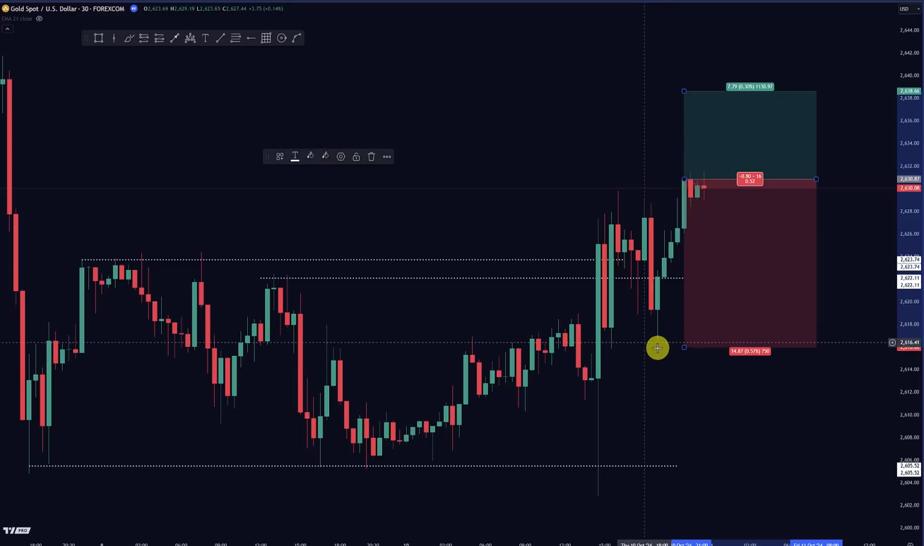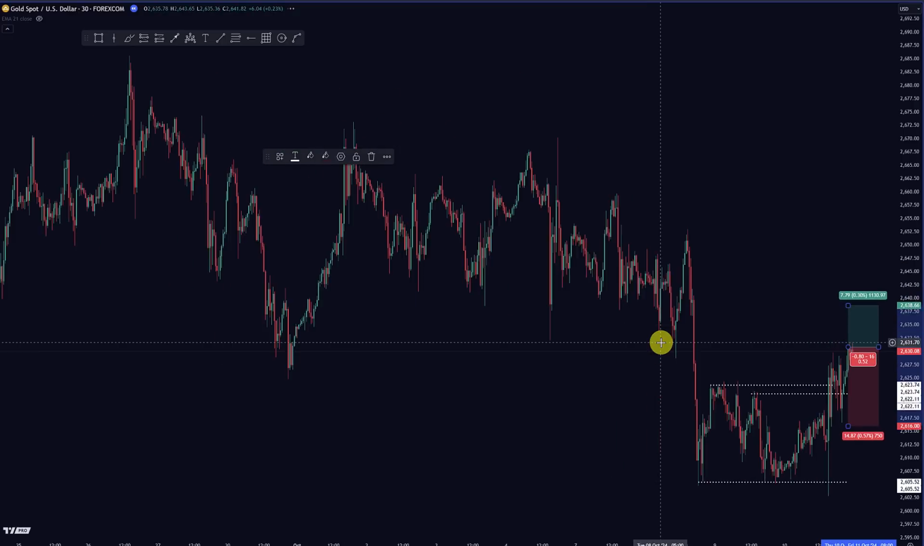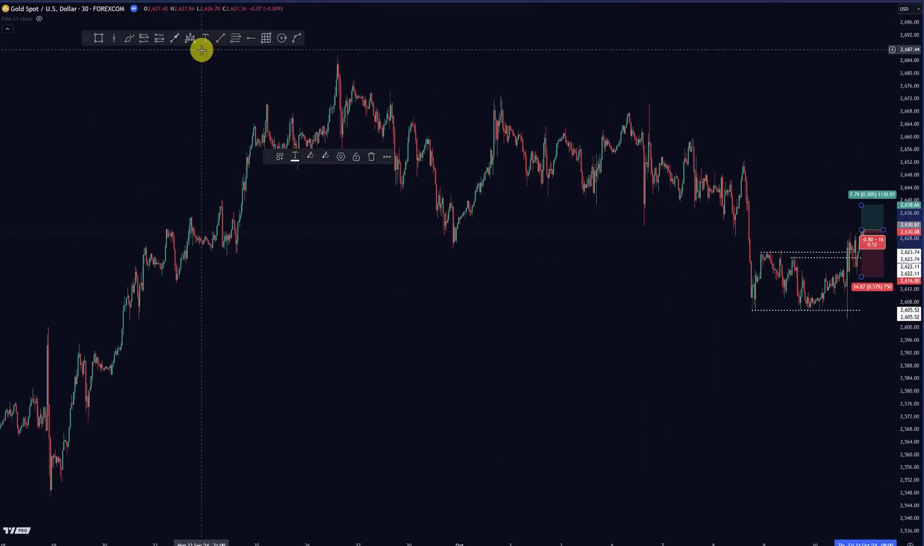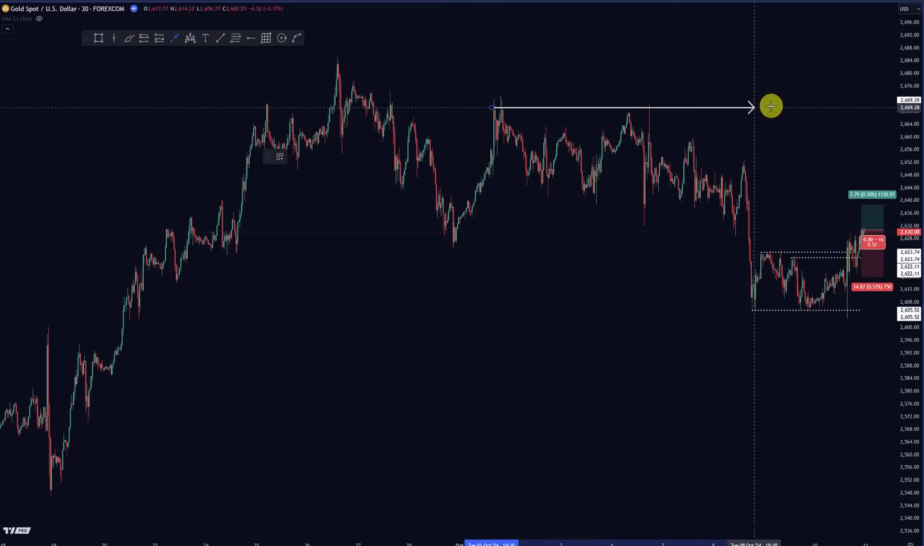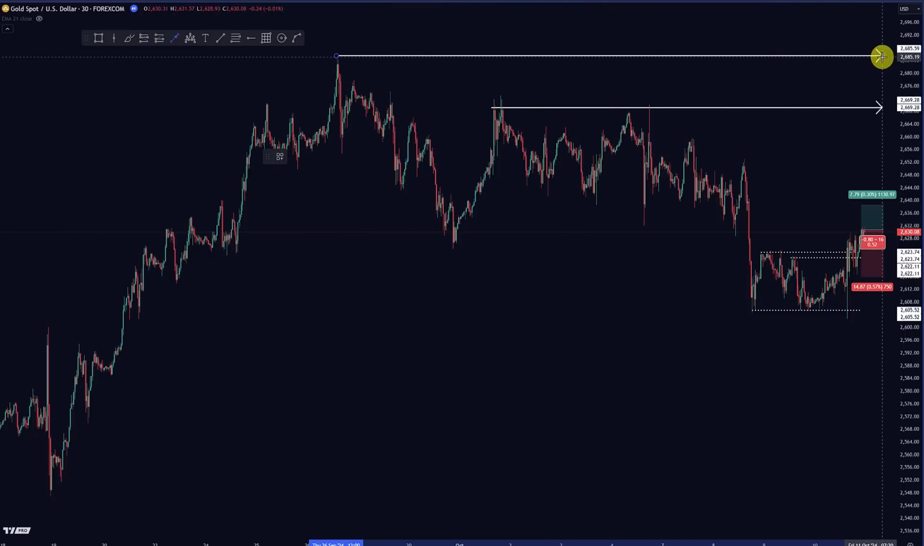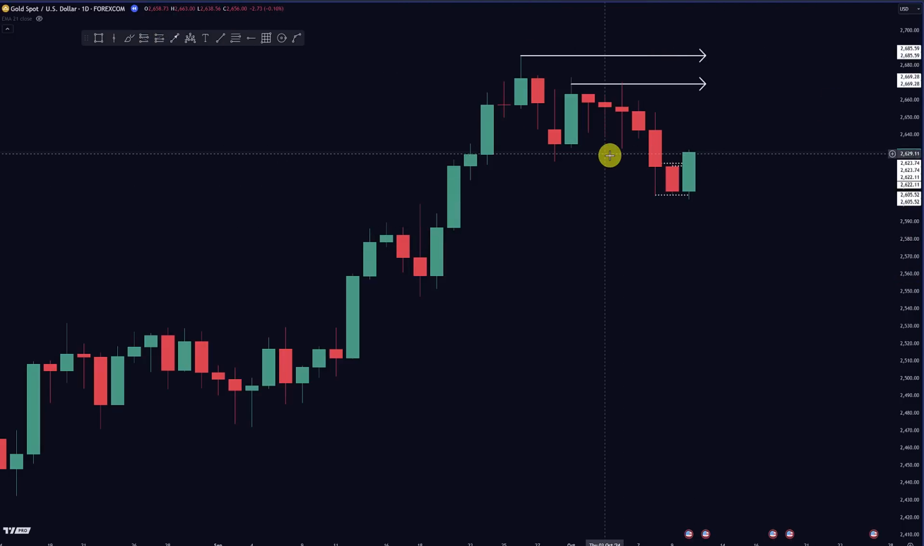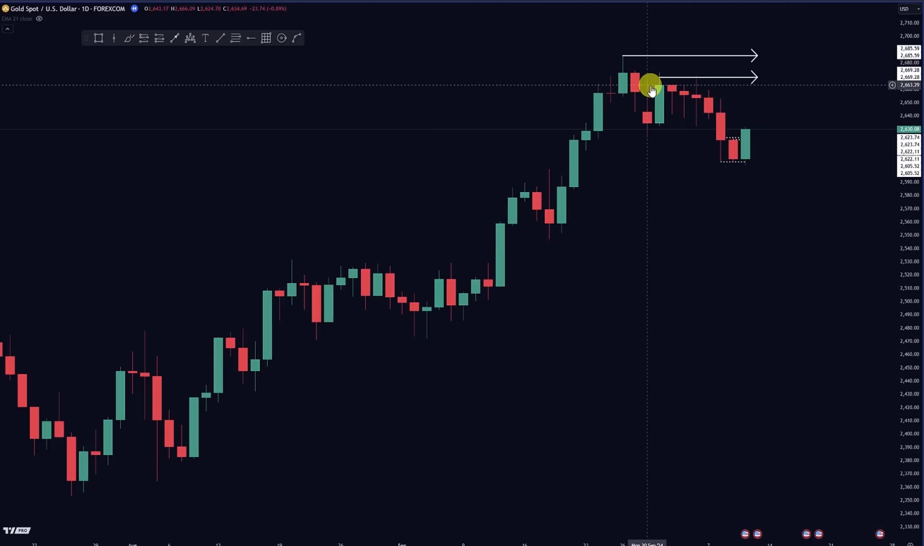Our stop loss could go below the last swing low, and when we zoom out, we can see that we have a few resistance areas that we can work with. So here's probably a first very important resistance because it has been resistance here and here. And then we have the highest point of the previous trend leg. But keep in mind, when we are on the higher time frame, we are trading with the long-term bullish trend.